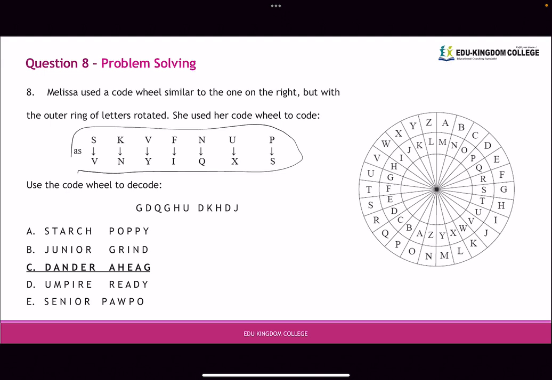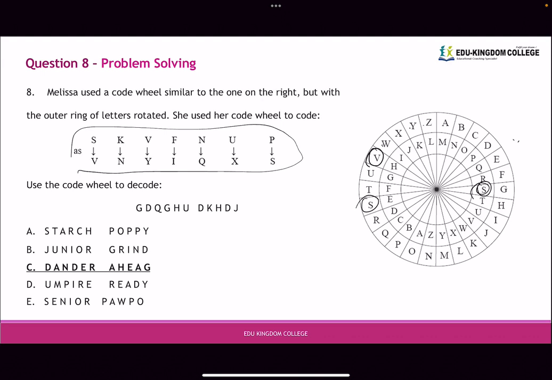If you want to know what they've done with the wheel, they said that Melissa used the code wheel that's similar to this, but a little bit different. She rotated a little bit in terms of the outer ring. We're looking at S on the inside, and we need to align it with V. So Melissa used the wheel, but with the outer ring of letters rotated.